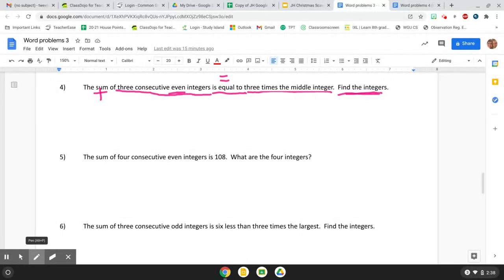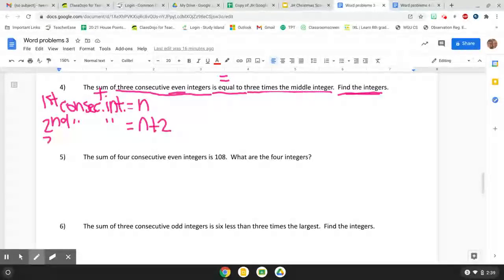So I'm going to start out with defining my variables. I have 3 consecutive even integers. I'm going to say the first consecutive, again, I'm abbreviating, integer is equal to n. The second, I'm going to put little quotes here indicating that I'm saying consecutive integer. And if it's even, I know I have to skip one, so that's like adding 2. And then the third consecutive integer is n plus 4 because I'm skipping one again.